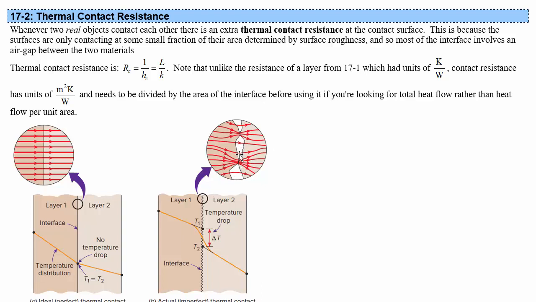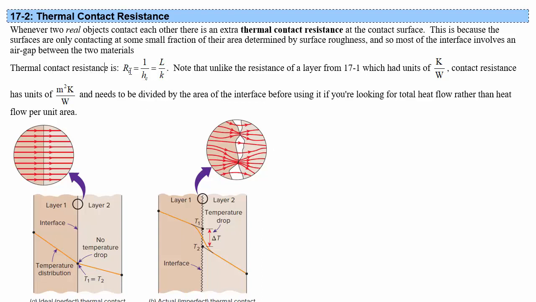And that means that the heat isn't going to be able to flow just across uniformly like we imagined in the last example, but you have some extra heat drop, extra temperature drop across the interface from this extra effective resistance to heat flow. And this is modeled by a thermal contact resistance.